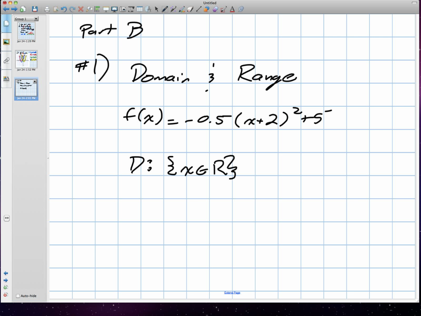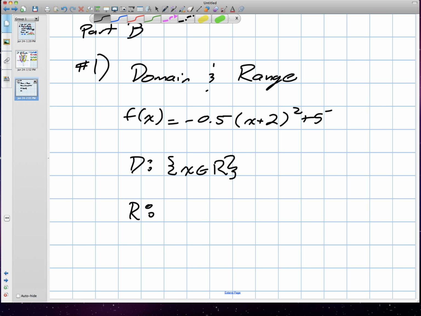Now for the range. There are two things that are important for the range. This is again in vertex form. The A is important and the K is important. The A, the actual number is not what's important. It's whether it's positive or negative. In this case, it's what? Negative. So right away we know which way it's facing: down.